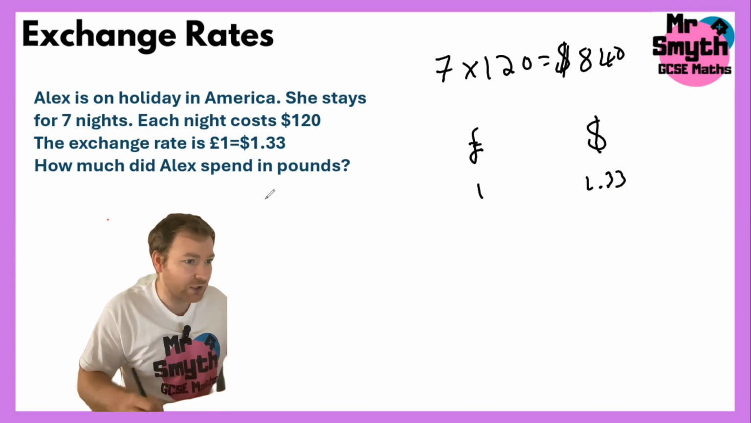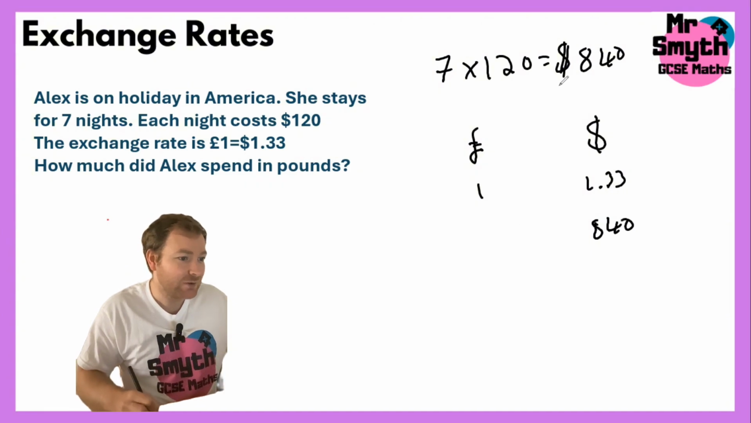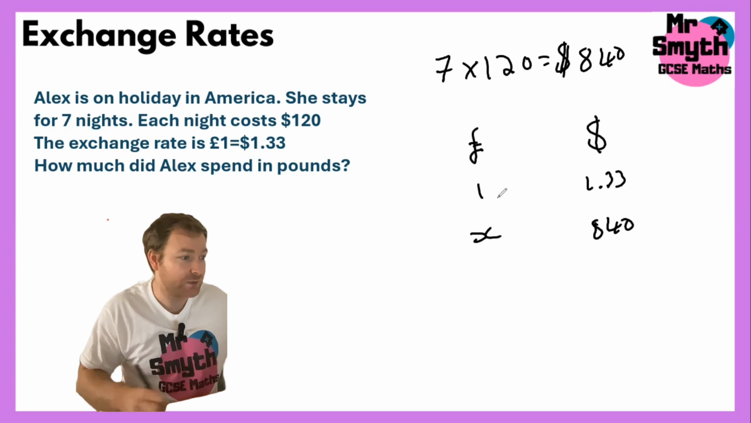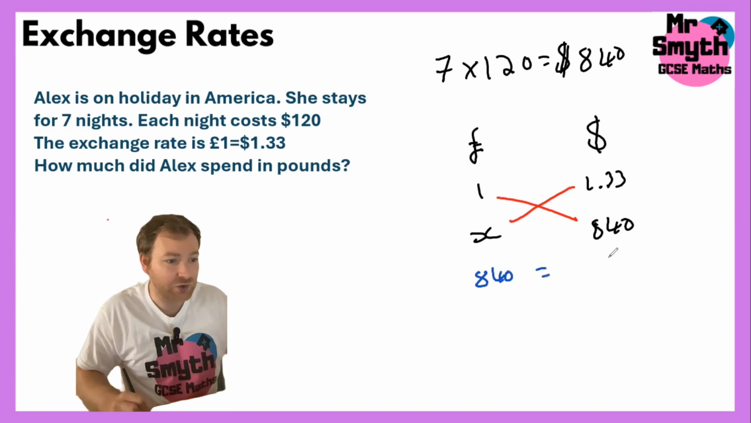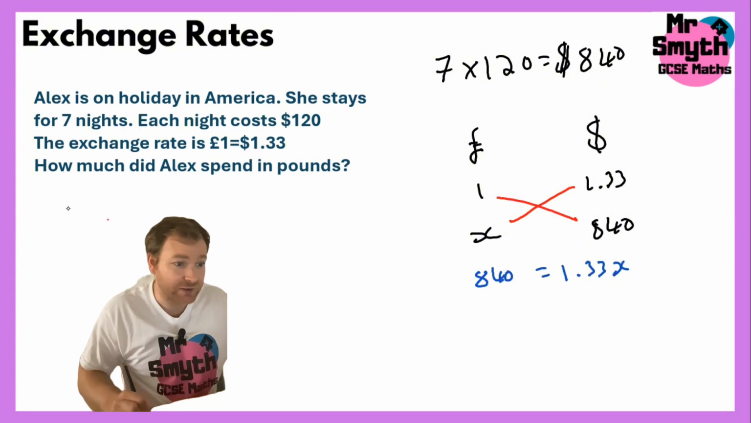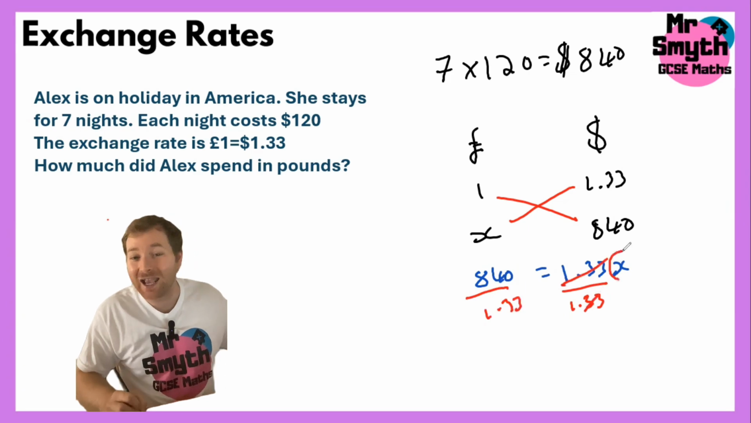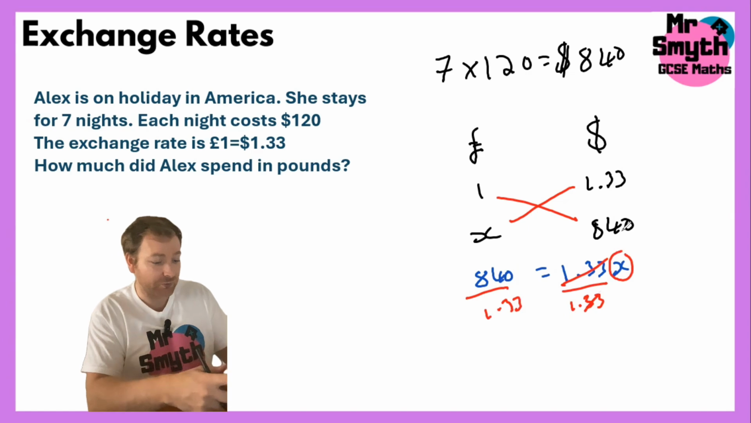And we want to exchange 840. So let's drop 840 here. And we don't know X, so X is going to go there, isn't it? And let's just cross multiply here. So our calculation then reads 1 times by 840 gives us 840, and that is equal to 1.33x. So how do we convert this? So let's divide both sides by 1.33, and that's all we need to do because those two cancel and we're left with X on its own.